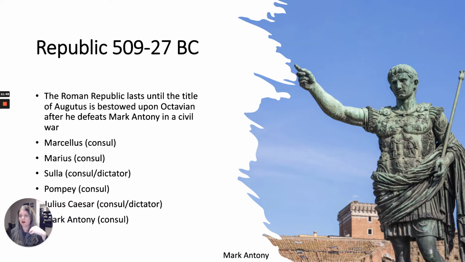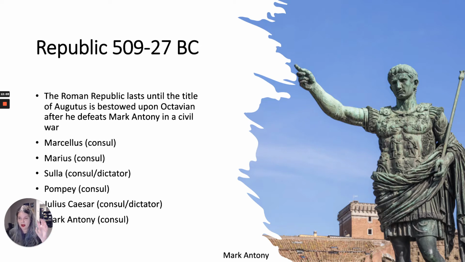Okay, so in this time period, and this isn't everybody, these are people that are historically fairly significant. So we have Marcellus, who's consul, Marius consul, Sulla, who is important when we talk about Pompeii. I'll talk about him a little more, but he's the consul, and then he's briefly the dictator during crisis, and then he goes back to being consul.